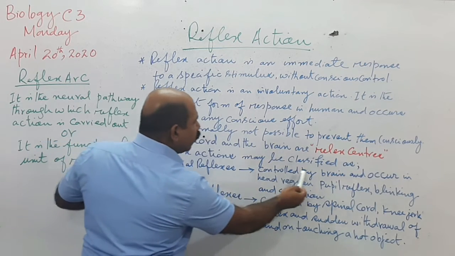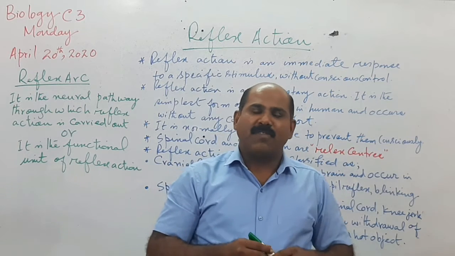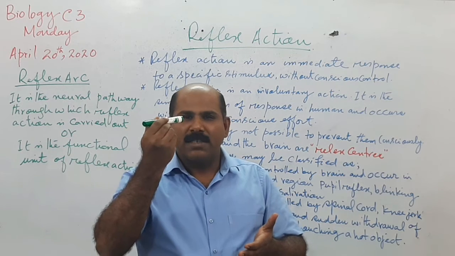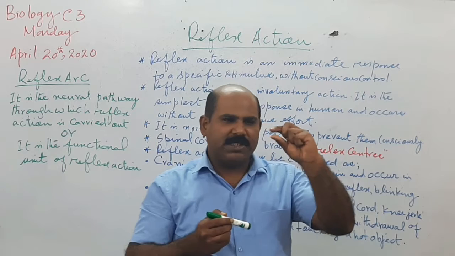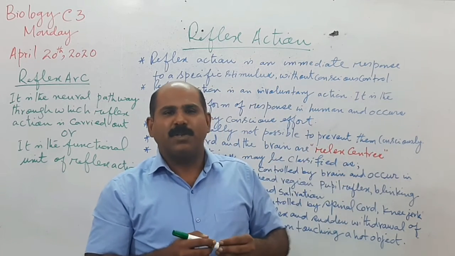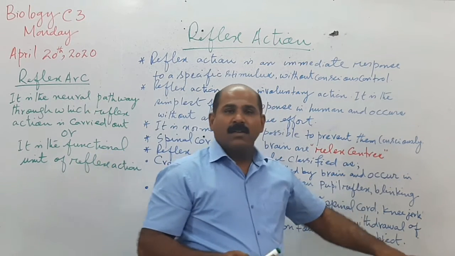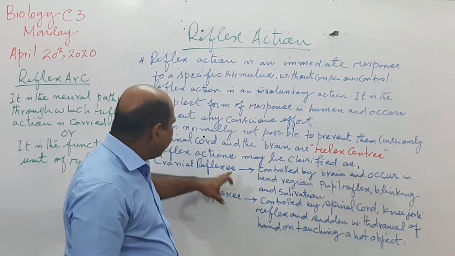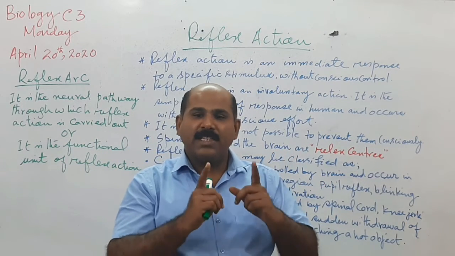Cranial reflexes are controlled by the brain and occur in the head region. For example, pupil reflexes. You have studied this in the chapter on the eye also. If we suddenly put a light on our eye, the pupil will contract and the size of the pupil will be smaller. And if we move the light away, then the size of the pupil will change back later on. That one is known as pupil reflex. Blinking is also known as a cranial reflex controlled by our brain, but the conscious part of our brain is not controlling this one.